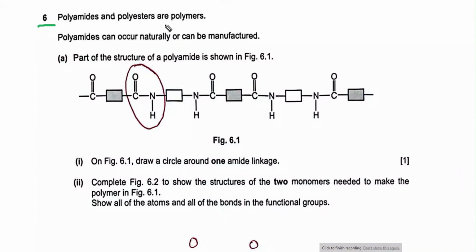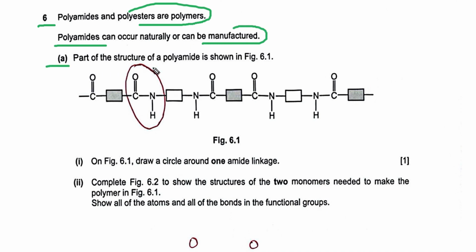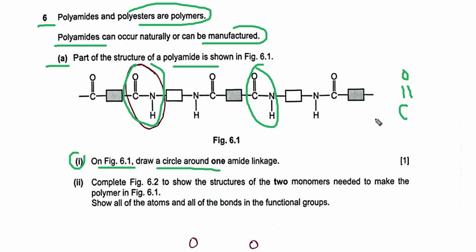Polyamides and polyesters are polymers. Polyamides can occur naturally or can be manufactured. Number A, part of the structure of polyamide is shown. Number 1, on figure 6.1, draw a circle around one amide linkage. Yeah, this is the CONH. So circle this CONH. This is the amide linkage.